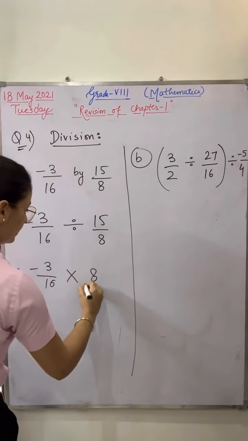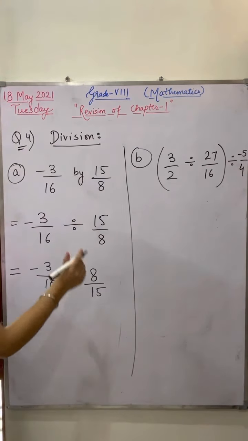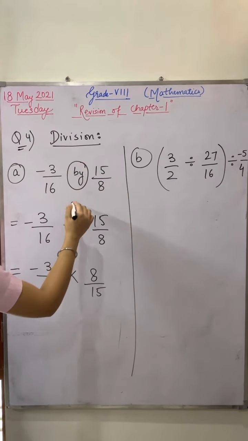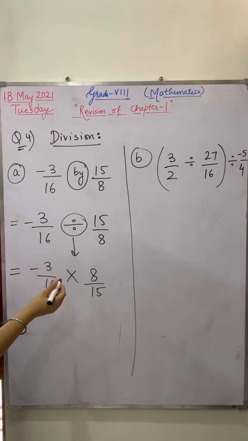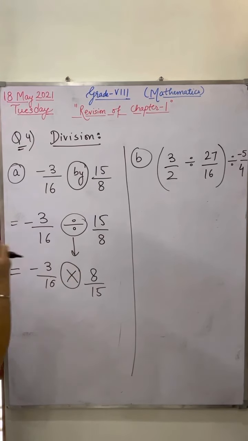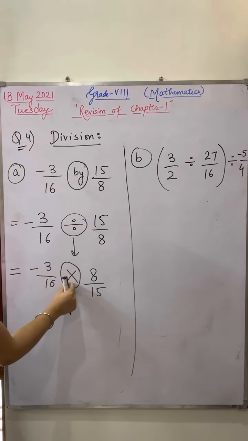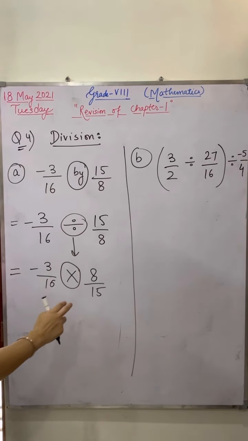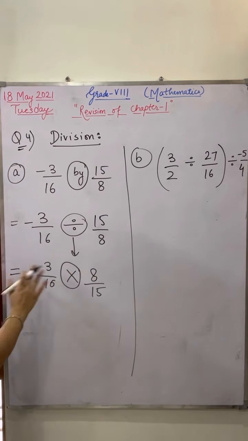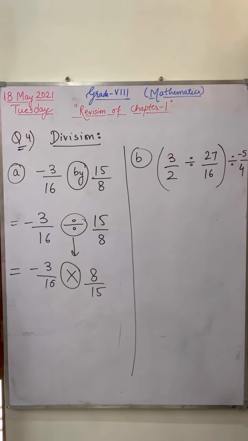Listen, everyone. First of all, in place of by, you have to write the division sign. In the next step, in place of division, you have to write here the multiply sign. Whenever you are writing multiply, immediately the next term will be reciprocal. Now you have to cancel. Anshuman, tell me how we can cancel.